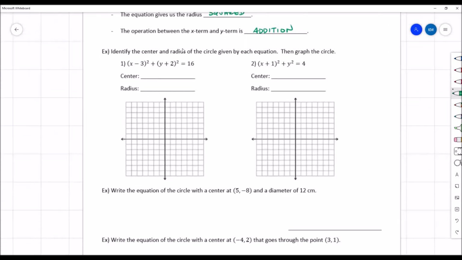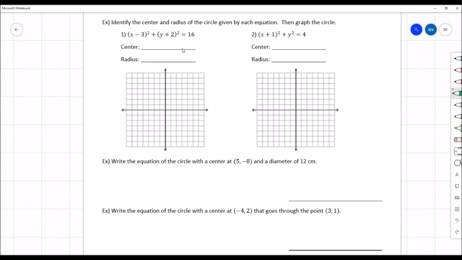All right, let's look at some problems. It says identify the center and the radius of the circle given by each equation, then graph the circle. Looking at this, we have our x, it's minus 3. We know our center is the opposite of that, so our x value is positive 3. Our y is plus 2, so our y value for our center is negative 2. And then our radius squared is 16. In order to find our radius, we take the square root of 16, which is 4. So with that information, we can plot these points.